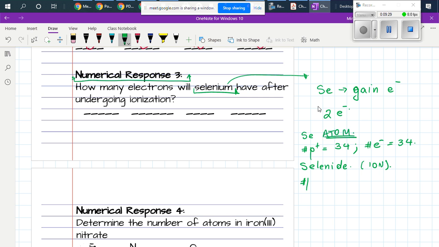The number of protons will be again 34. Why? Because the number of protons doesn't change. The number of protons identifies which element on the periodic table you are dealing with. And since it is gaining 2, the number of electrons will be 34 plus 2, that is 36. So what you will record here is 3 and 6. Again, no comma, no space, no nothing.